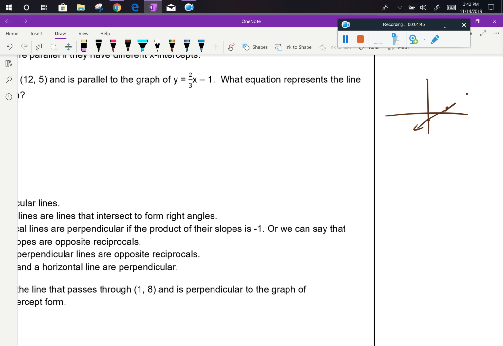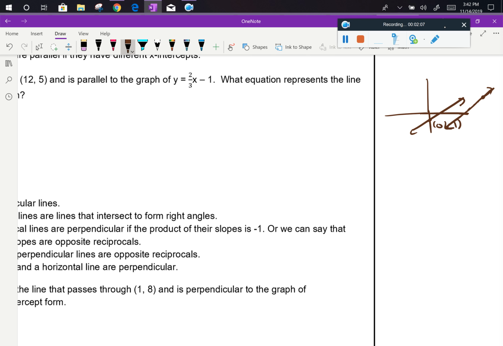it's going to look, whoa, that was just terrible. Let me try that again. It's going to look something like that, right? I'm going through (0, -1), and I go up 2 and over 3. Now, there's a point (12, 5), so it's like way over here. And I know that that line is parallel to this one, so it's going to look something like that.